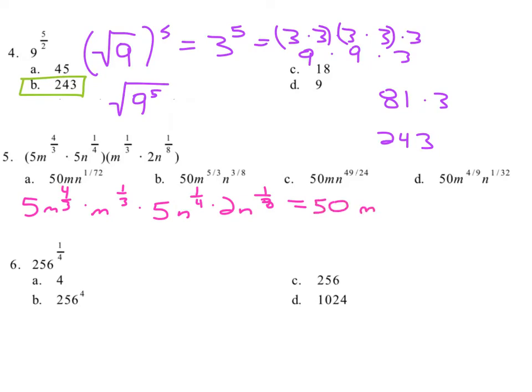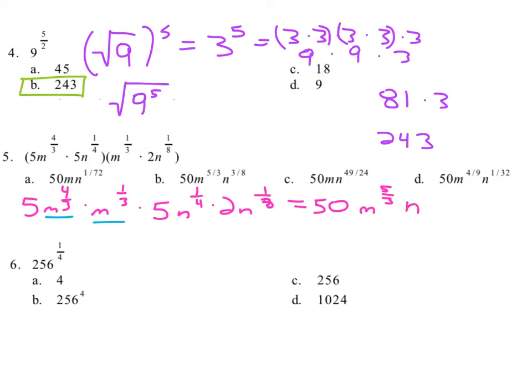Okay, now what do we get on the m's? Well, when we multiply, we just add terms together. So if we were multiplying m to the 4/3 times m to the 1/3, I'm sorry, I said we multiply, but we add them together. Okay, when there's two things that are being multiplied, like this and this together, same base, we add the exponents. So what is 4/3 plus 1/3? It is 5/3.